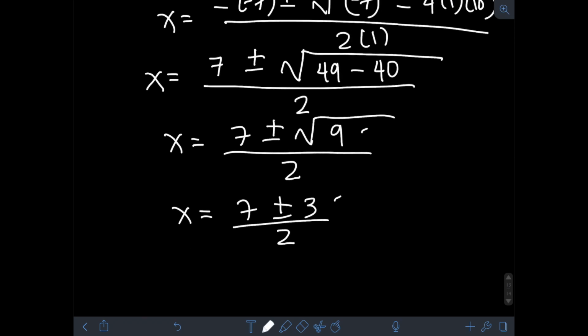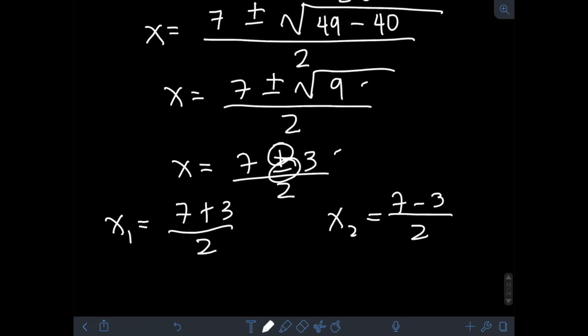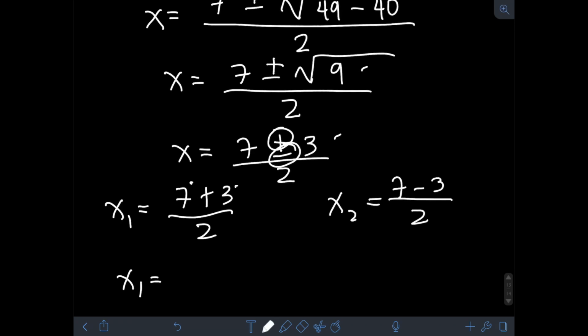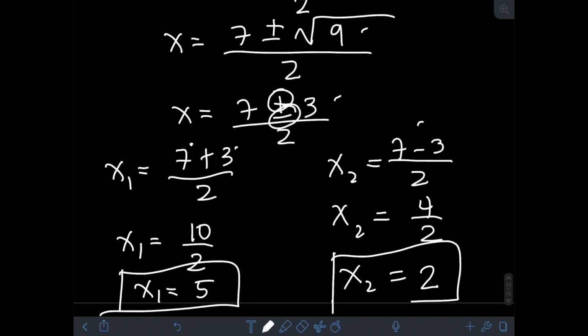Then we can now separate the two solutions as x sub 1 is equal to 7 plus 3 divided by 2, and x sub 2 is equal to 7 minus 3 divided by 2. Simplifying x sub 1, we have 7 plus 3 is 10 divided by 2, or x sub 1 is equal to 5. Simplifying x sub 2, we have 7 minus 3 is 4 divided by 2. We have x sub 2 is equal to 2. So therefore, the two solutions for the quadratic equation are 5 and 2.